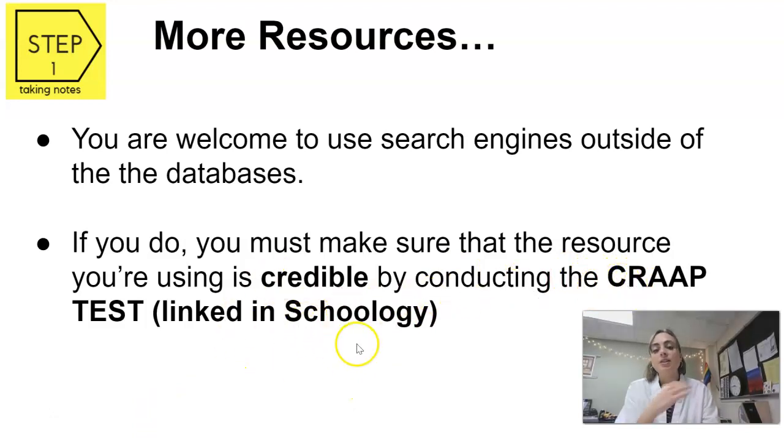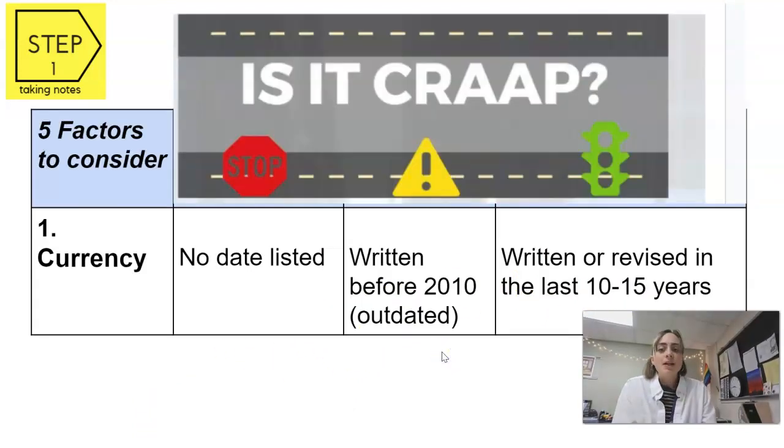It is also linked on Schoology. So CRAP is an acronym, C-R-A-A-P. So there's 5 factors to consider to see if this source is credible. The first is currency, which basically just means you are looking for a date that this article was written or published. If there's no date listed, that is a red flag. Don't use that source.